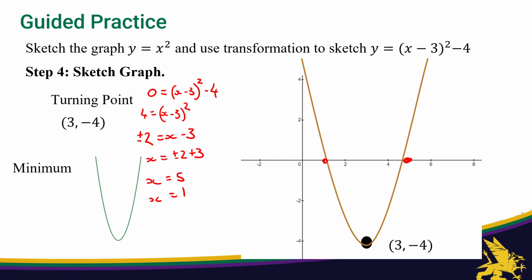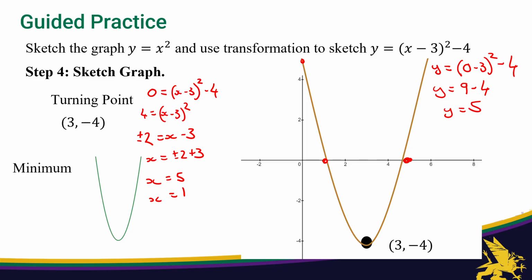The final part that we need is going to be the y-intercept. So for the y-intercept, we just make x equals 0. So y is equal to 0 take away 3 squared, take away 4. 0 take away 3 is negative 3. Squared is 9. So 9 take away 4 equals 5.